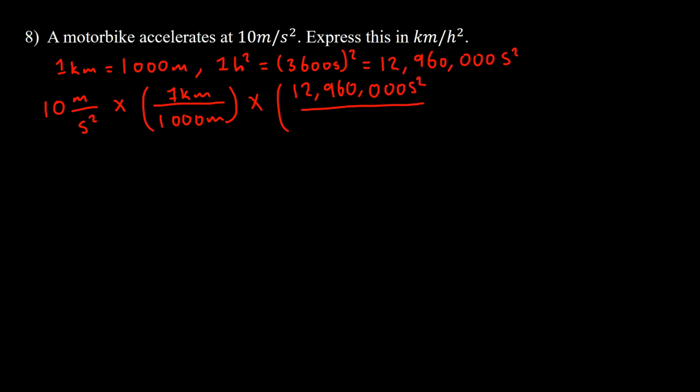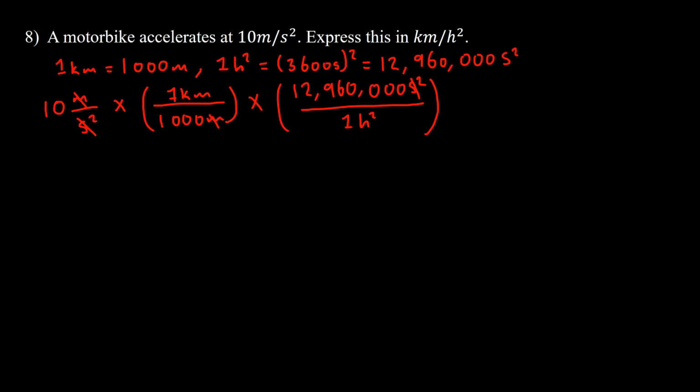And then down there, we can write the square hour. All right. Let's now cancel unwanted units. So the meter and the meter can cancel out. The square seconds and the square seconds can also cancel out. And the only units that will remain are the kilometer and the square hour.